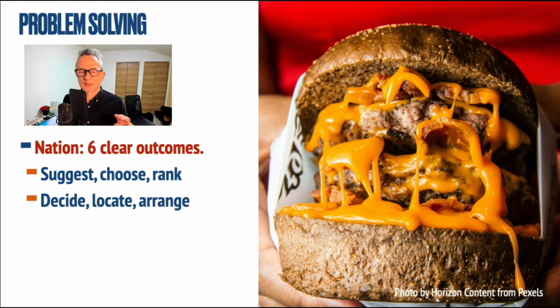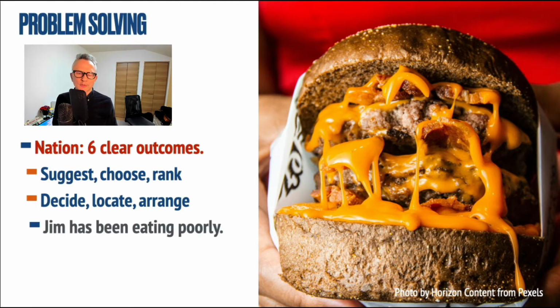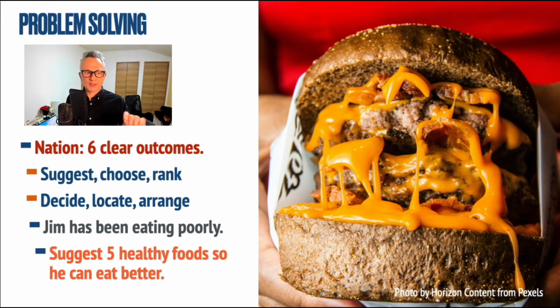Another 3 keywords are decide, locate, and arrange. So let's look at an example of one of these. Let's be the suggest one. So we tell a story about Jim who's been eating poorly. We can talk about it. That's a very simple phrase, but we can make a story out of it if we want. And now the students are supposed to suggest 5 healthy foods so that he can eat better. They can suggest those 5 foods together in groups. An advanced student might say, I think he should eat more vegetables, whereas a lower level student might say, vegetables.